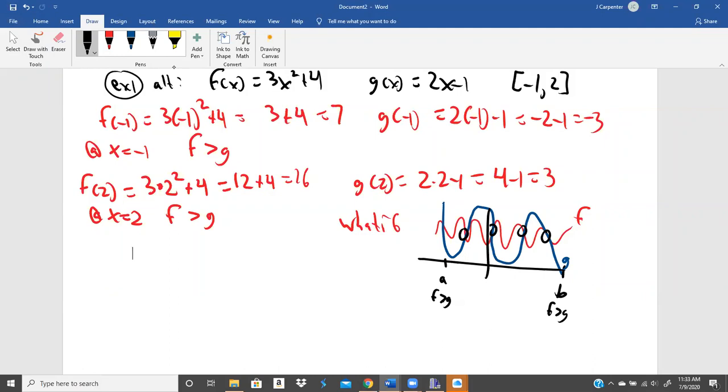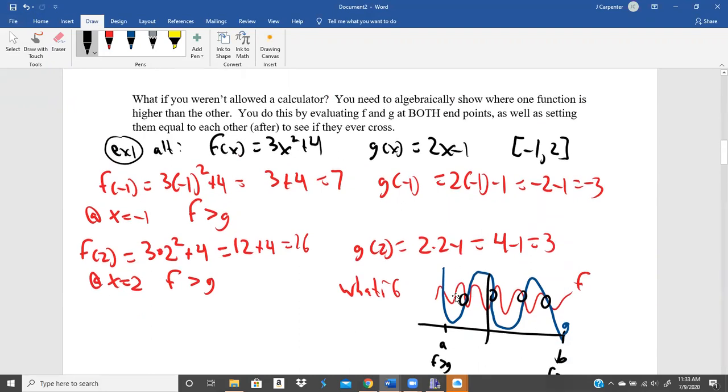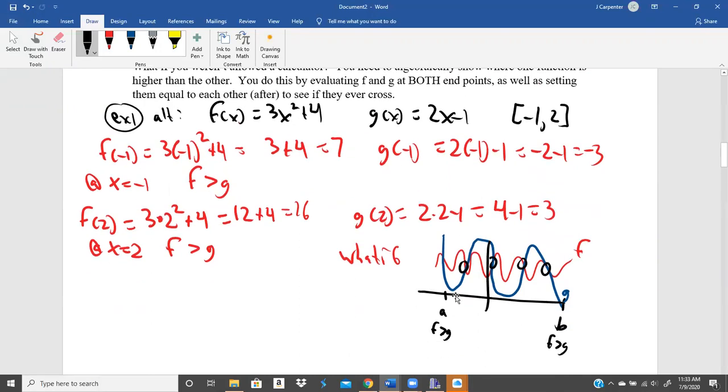But the point is, just because you're higher for one function on the left and higher for one function on the right doesn't mean that they're always higher in between, which is why we have to do that other jazz. You have to, as well as setting them equal to each other to see if they ever cross. If they ever cross, they typically change which one's higher and which one's lower for a while. And then you can go and say, all right, well, here's an x value in that range, which one's higher, which one's lower, if you need to affirm that.